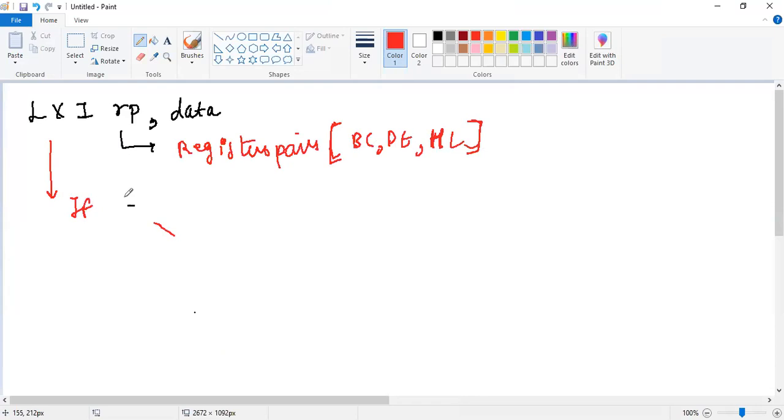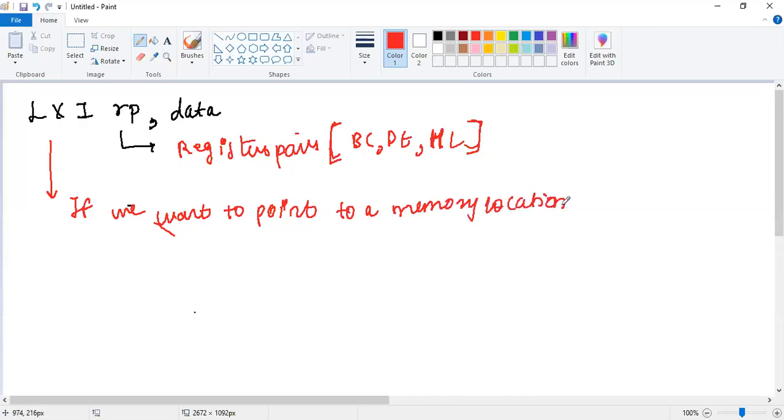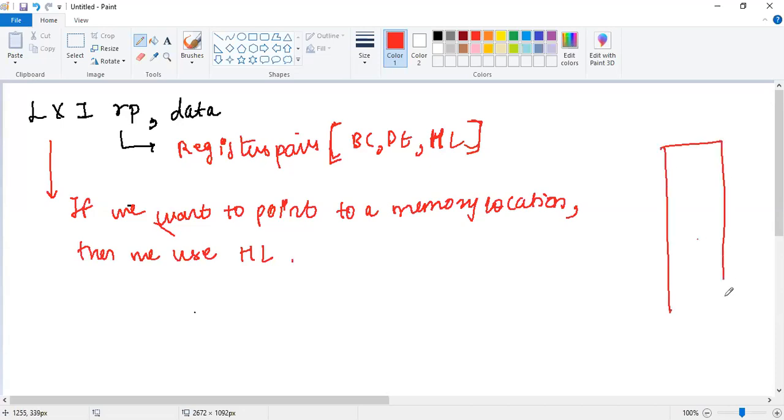If we want to point to a memory location, then we use HL. Okay. See, is the screen visible? Can anyone let me know? Yes. Okay, fine.